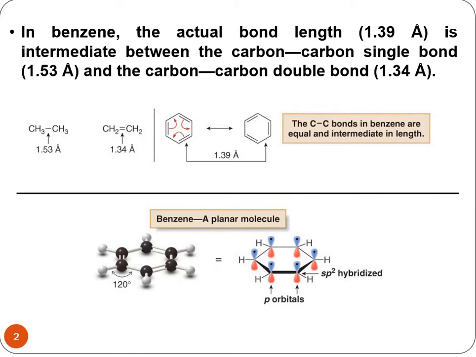Now in benzene, the actual bond length, 1.39 angstrom, is intermediate between the carbon-carbon single bond and the carbon-carbon double bond. Look here: 1.53, 1.34 angstrom, and in benzene 1.39 angstrom. The C-C bonds in benzene are equal and intermediate in length. Now, benzene is a planar molecule. Look at the angles, 120 degrees, sp2 hybridized, and look at the p orbitals.